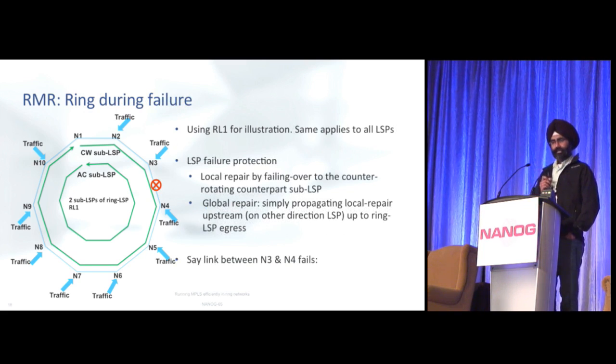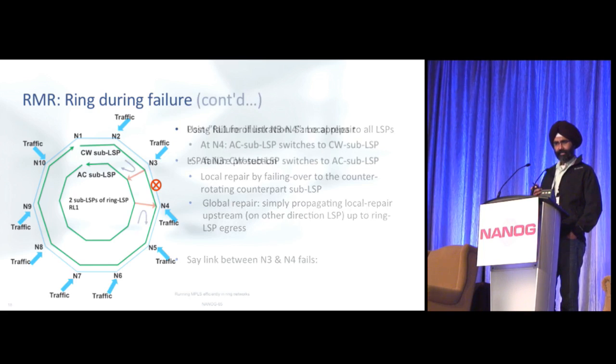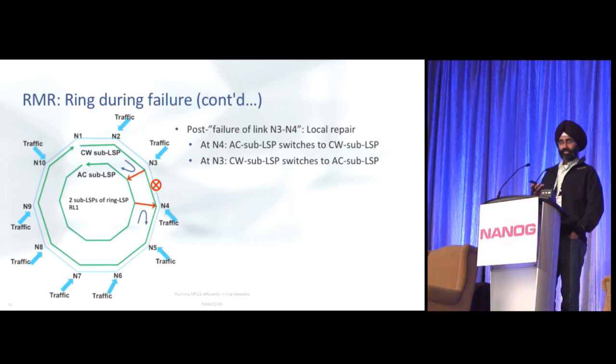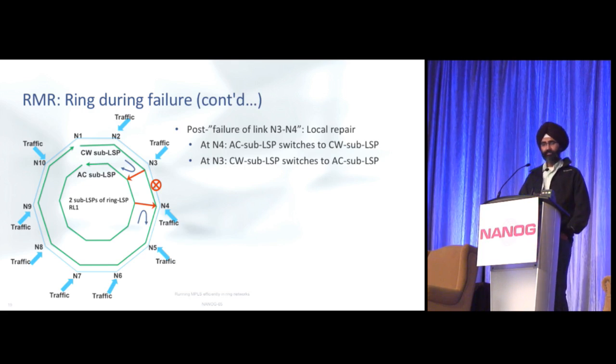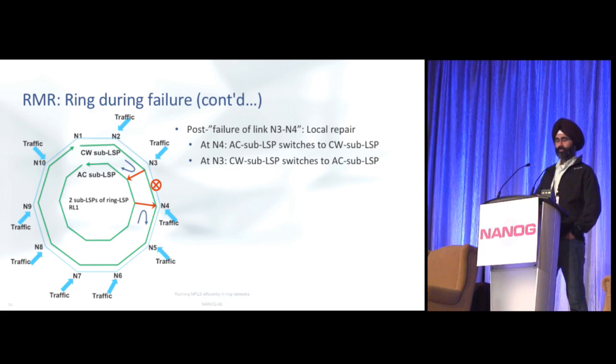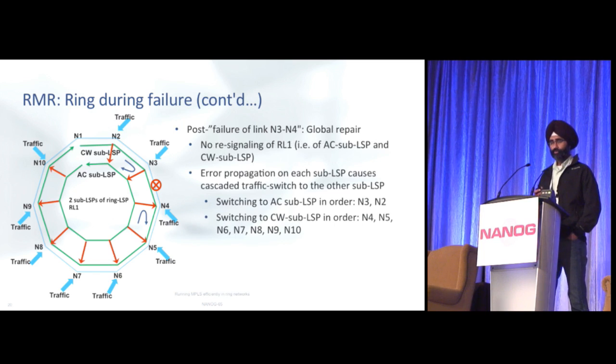Let's say that the link between N3 and N4 fails. At that time, N3 will switch traffic from the clockwise sub-LSP to the anti-clockwise sub-LSP, and N4 will switch traffic from the anti-clockwise sub-LSP to the clockwise sub-LSP. That's the RMR equivalent of local repair in a ring under the RMR framework. And in regards to global repair, there is no resignaling of the entire ring LSP.